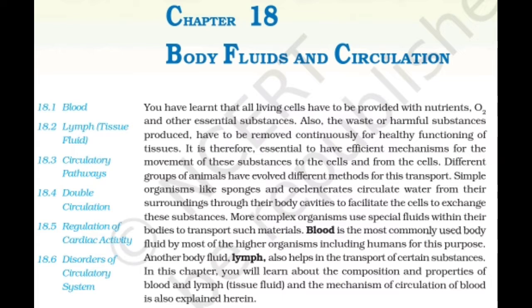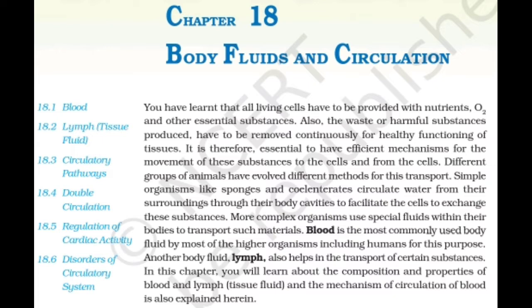cells. Different groups of animals have evolved different methods for this transport. Simple organisms like sponges and coelenterates circulate water from their surroundings through their body cavities to facilitate the cells to exchange these substances. More complex organisms use special fluids within their bodies to transport such materials. Blood is the most commonly used body fluid by most of the higher organisms, including humans, for this purpose.